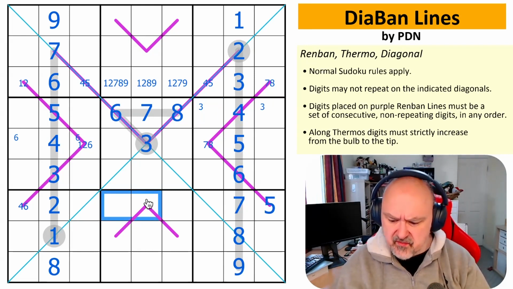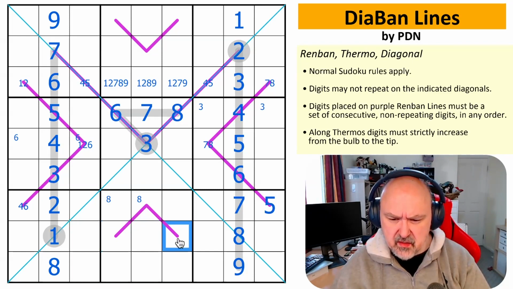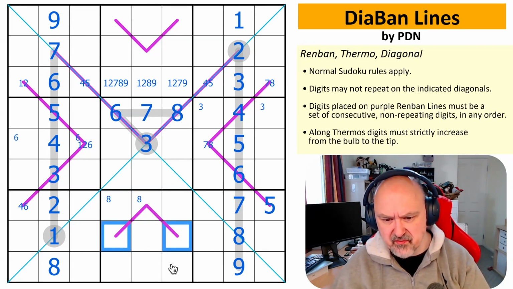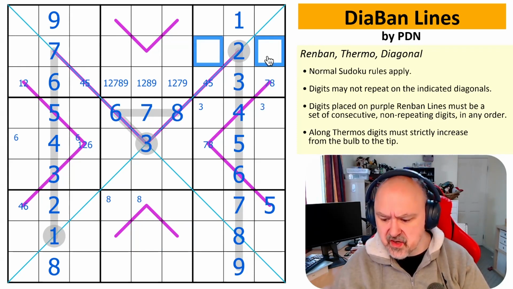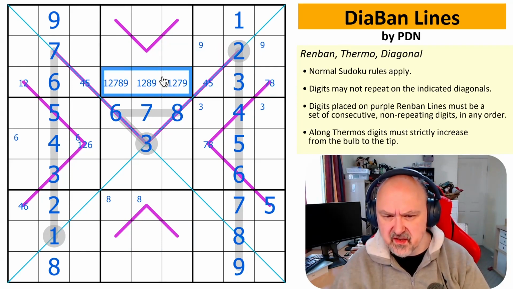8 has to go in one of those two. Can 8 go on this Renban? 8, 7, 6. If I put 8 on this Renban, I've got to put 7 on this Renban. So 7 would go in one of those two, but that's okay. Nine can't go in either of those two. So 9 goes in one of those two. So 9 is definitely down here.